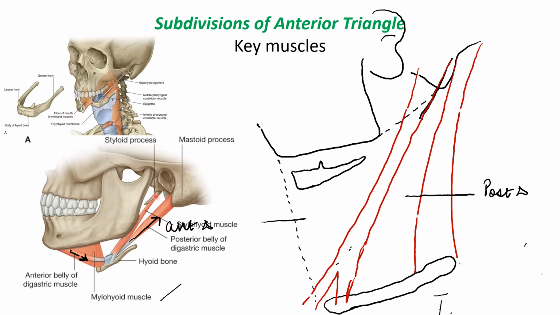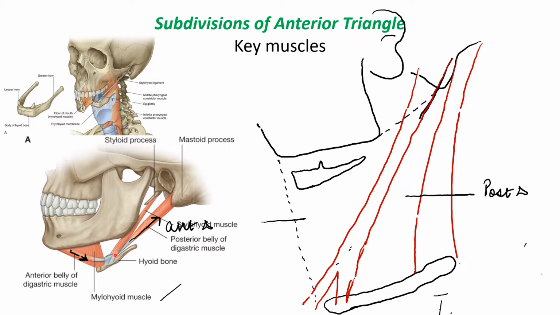From the base, posterior surface of the styloid process, this is the styloid process, arises a muscle which is the stylohyoid muscle, which runs parallel with the posterior belly of digastric and inserts at the junction of the body and the greater horn of the hyoid bone.